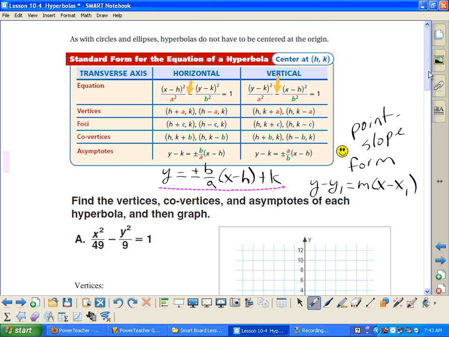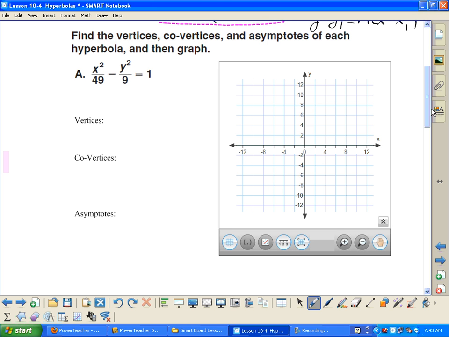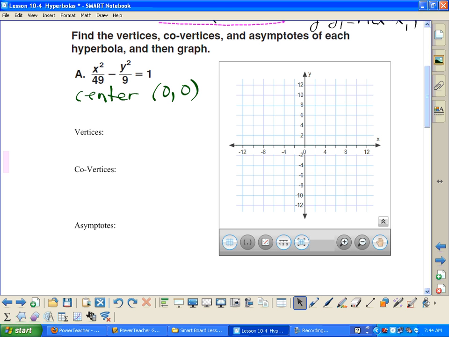All right, so we're going to go ahead and find some specifics. Find the vertices, co-vertices, and asymptotes of each hyperbola. Then we're going to graph it. For graphing, we need to know a couple things before we get to the vertices. We need to know where the center is. In this case, since there's no h or k, it would be 0, 0. And we need to know which way it opens. Does this open horizontally or does it open vertically? Since x is positive, that tells me that it opens horizontally.